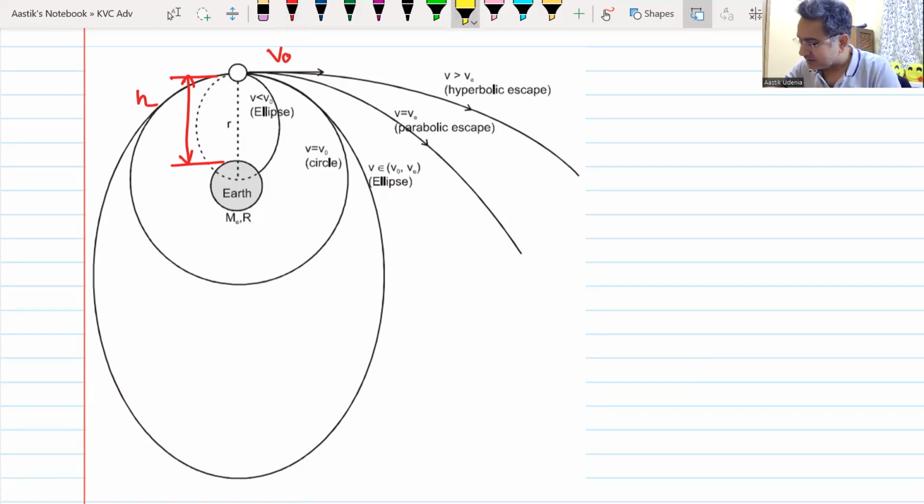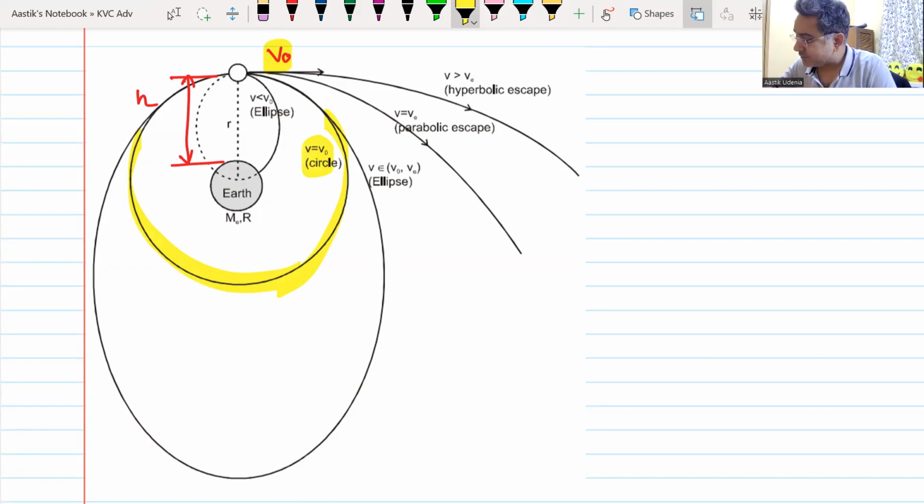If I give it exactly at this height the orbital velocity, it will follow the path of a circle. If I give it exactly the orbital velocity, it will move in a circular path. V is equal to V naught. It moves in a circular path. Yes or no? Yes, sir.